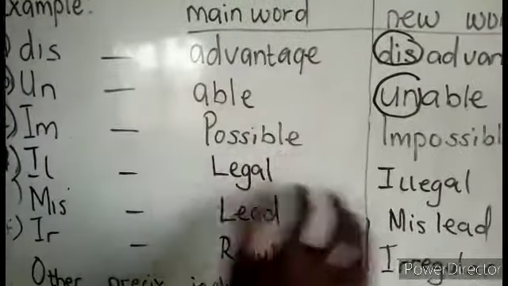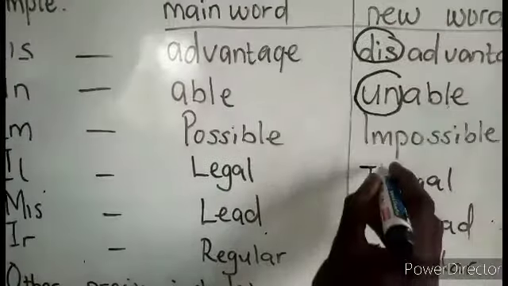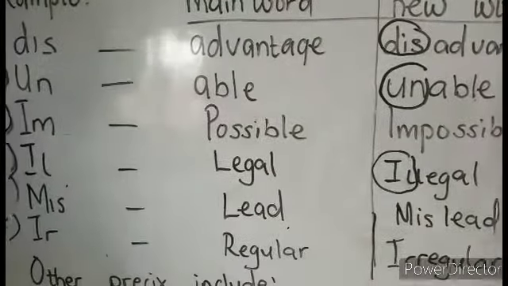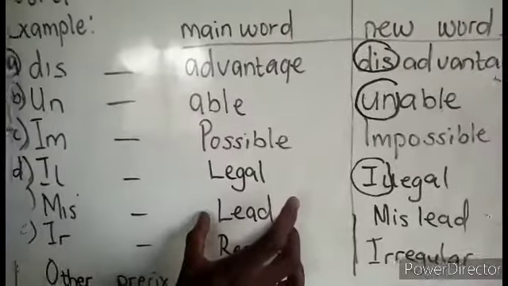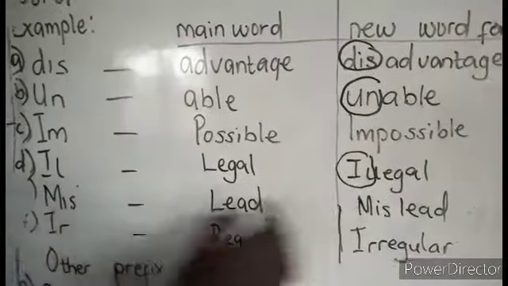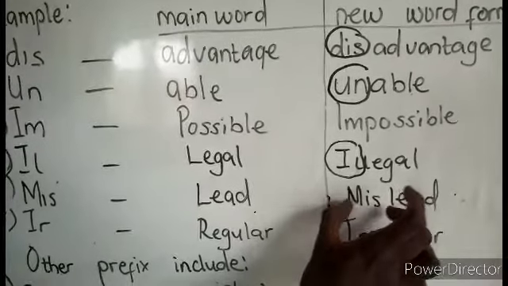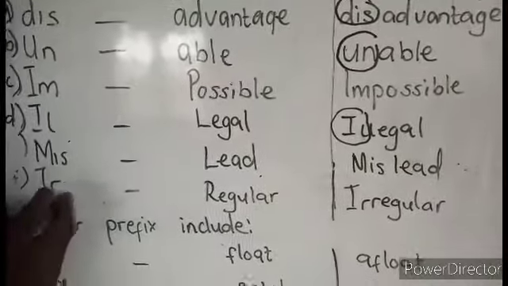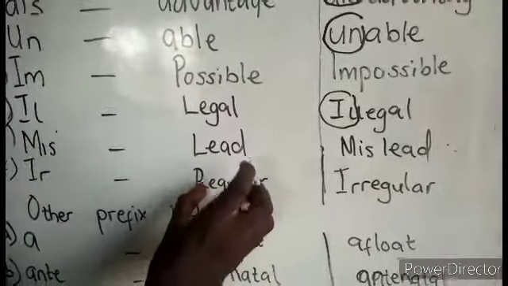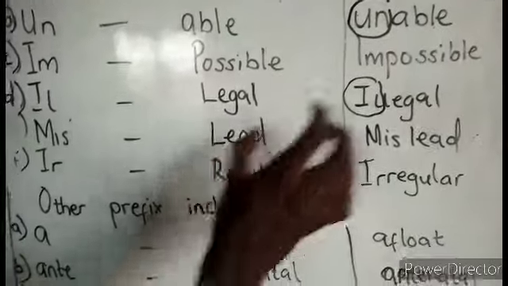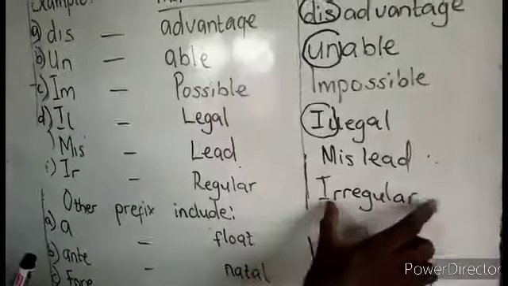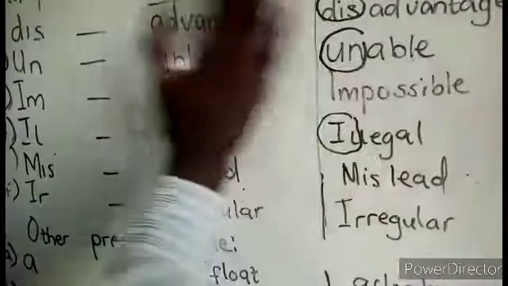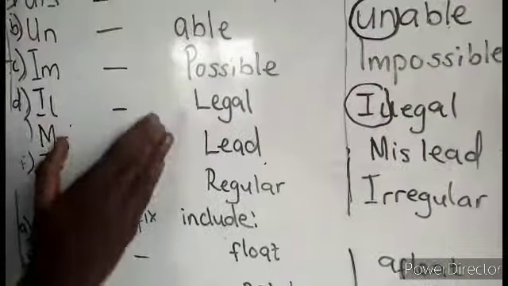Legal, we add what? We add il. It becomes what? Illegal. Lead, we add what? Mis as the prefix, which gives us what? Mislead. Ir, we add it to what? The main word is what? Regular. By adding ir, it turns into irregular, which is opposite in meaning to the main word.